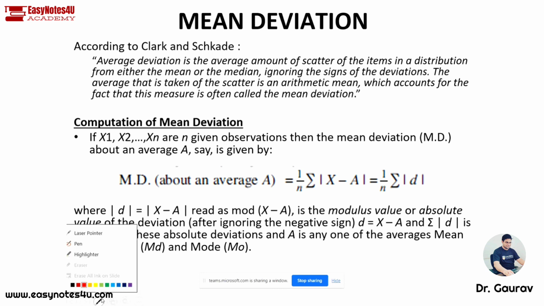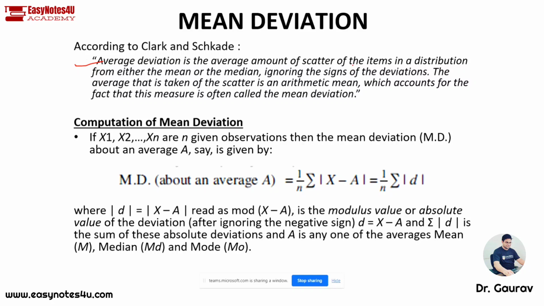According to Clark and Schkade, the average deviation is the average amount of scatter of the items in a distribution from either the mean or the median, ignoring the signs of the deviation. The average that is taken of the scatter is an arithmetic mean, which accounts for the fact that this measure is often called the mean deviation.